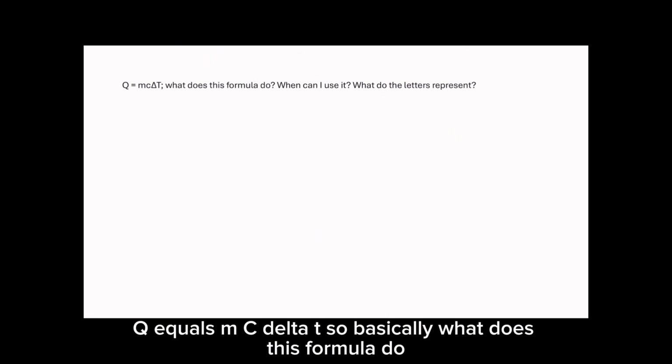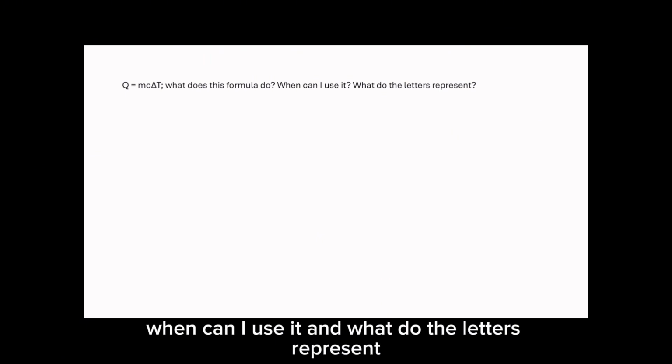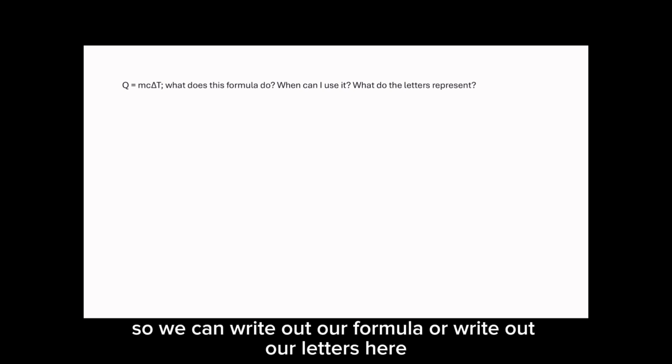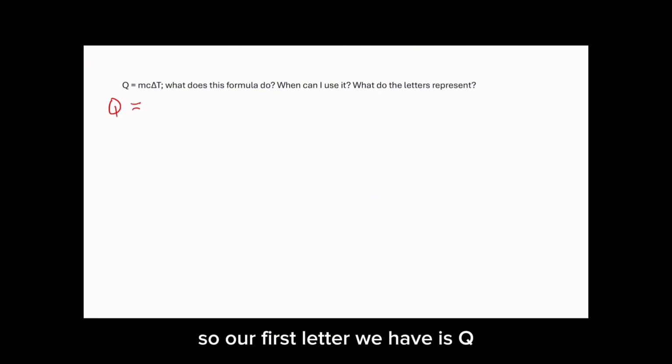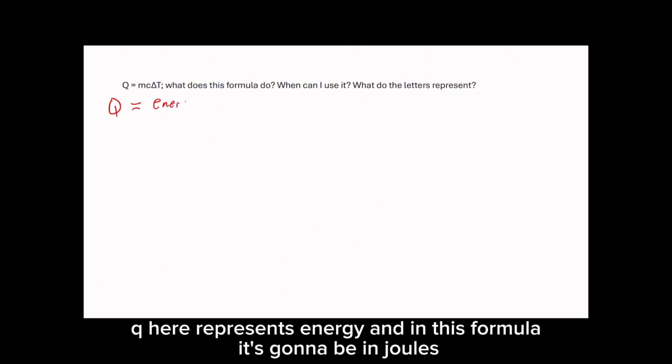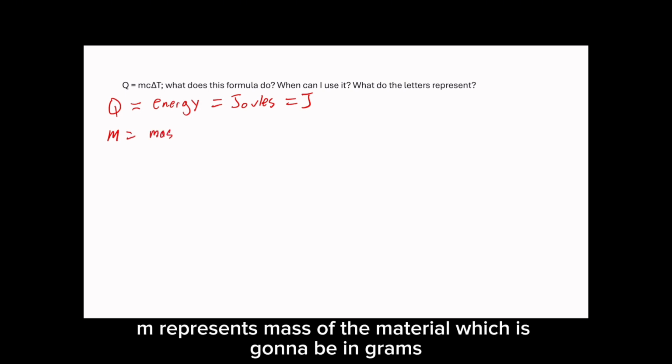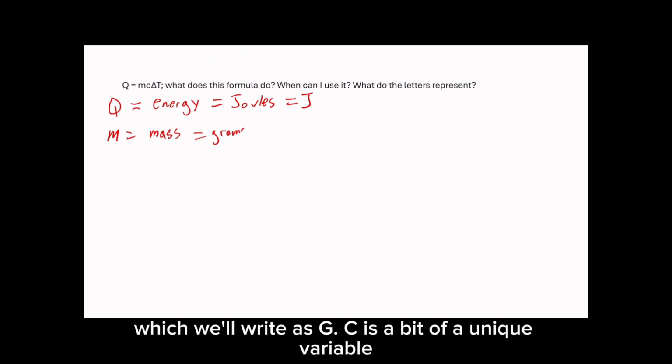So basically, what does this formula do? When can I use it? And what do the letters represent? So we can write out our letters here. Our first letter is Q. Q here represents energy, and in this formula, it's going to be in joules, which is J. We have our M. M represents the mass of the material, which is going to be in grams, which we'll write as G.